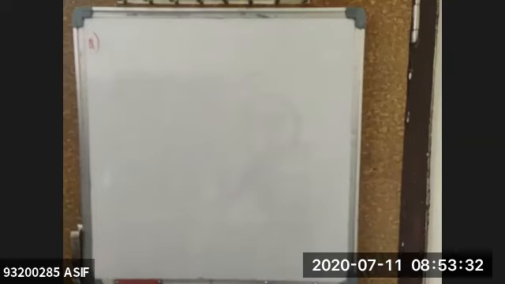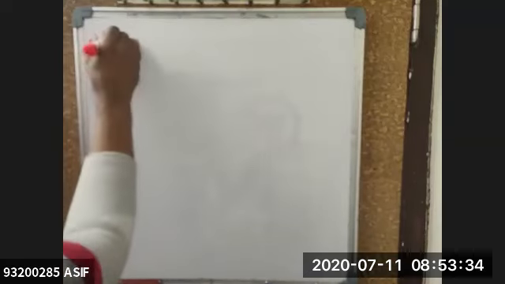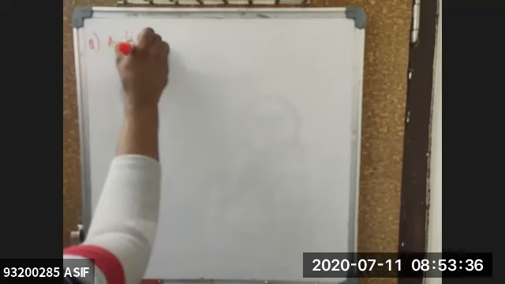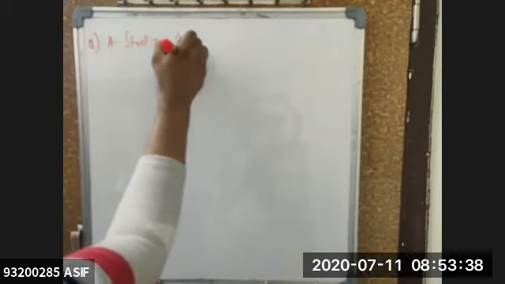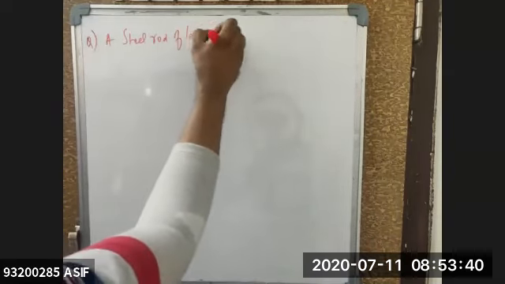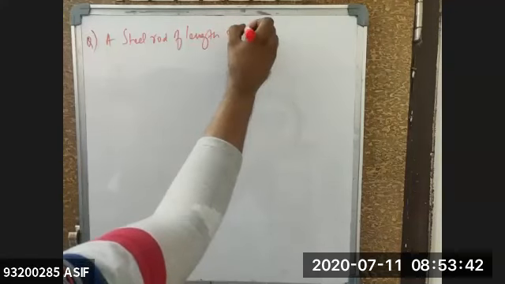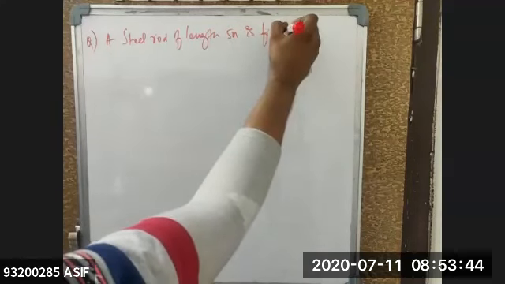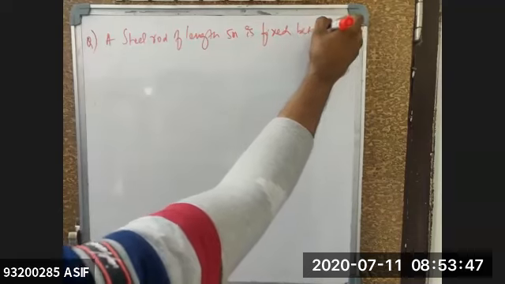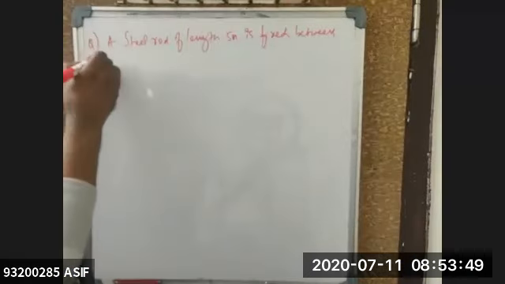Next question, beta. A steel rod of length 5 meter is fixed between two supports.